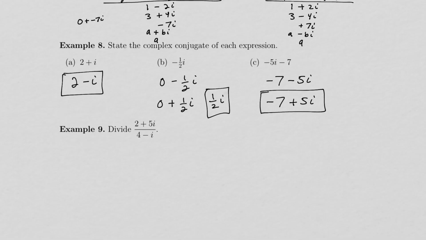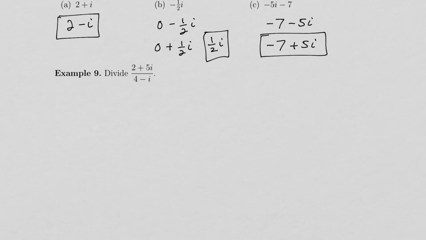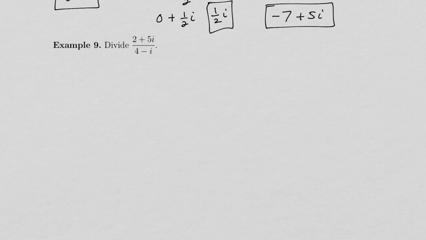Okay, so why is that going to be useful for dividing complex numbers? Well, we can divide complex numbers by multiplying the numerator and denominator by the complex conjugate of the denominator, because that will eliminate all the i's from the denominator. Let's say I want to divide these two complex numbers, right? So 2 plus 5i divided by 4 minus i.